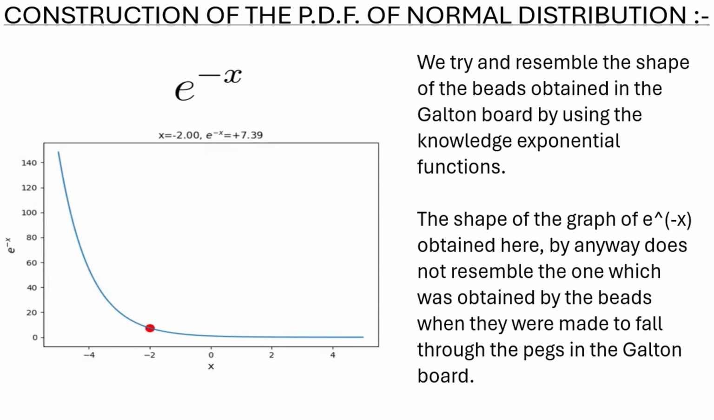So here we first try e to the power minus x, and we see what shape the graph of e to the power minus x has. Here we can see the shape of the various values of e to the power minus x. We have plotted many values, and the shape which it traces in no way resembles the one obtained by the beads when they were made to fall through the pegs in the Galton board, and thus this attempt has failed.